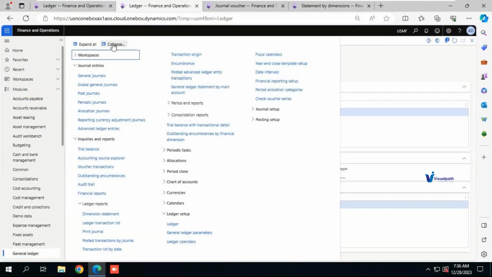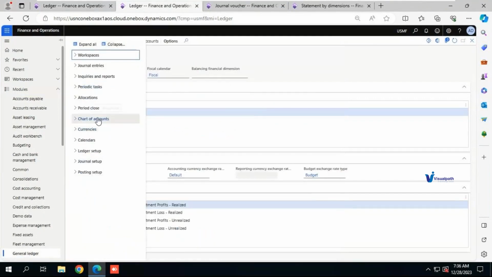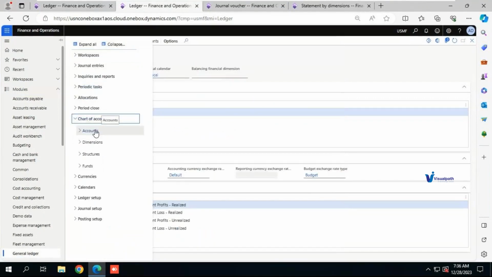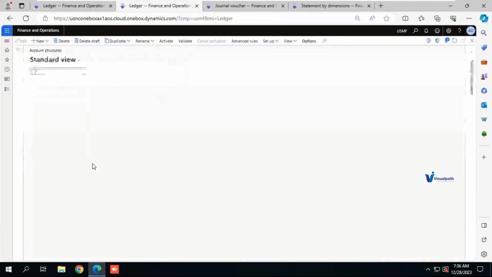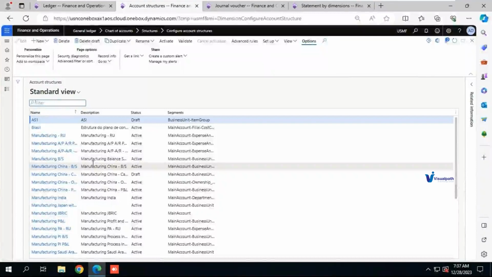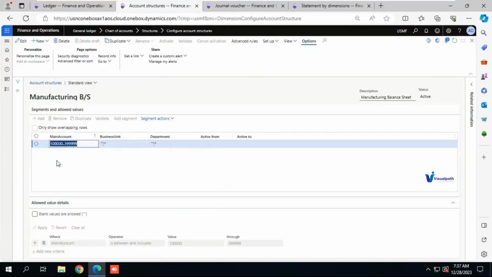You are attaching this to the ledger form, but here in the general ledger module, collapse all, chart of accounts, structures, accounting structure, configure account structure. Here you are going to configure the account structure.